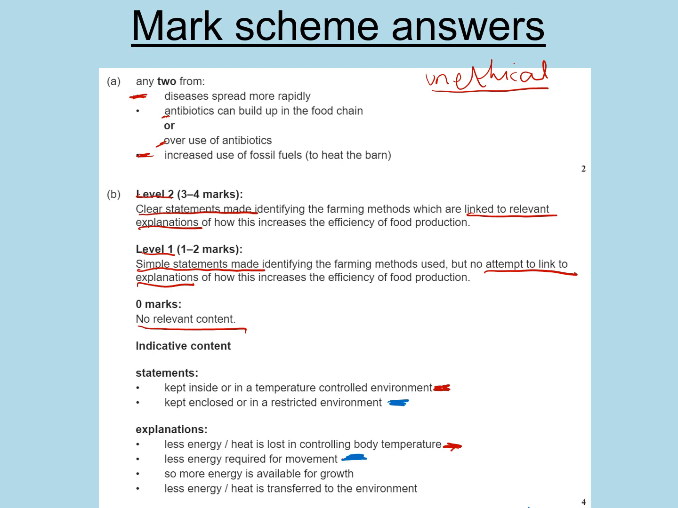And lastly, in order to link it to the idea of efficiency, so energy being available for useful uses, i.e. growth, more energy is available for growth and less energy is transferred or wasted by transferring it to the environment. So that's the sort of answer they're looking for, something that's really clear and logically makes sense. Quite tricky, but I reckon you guys can do it if you just keep on practicing.